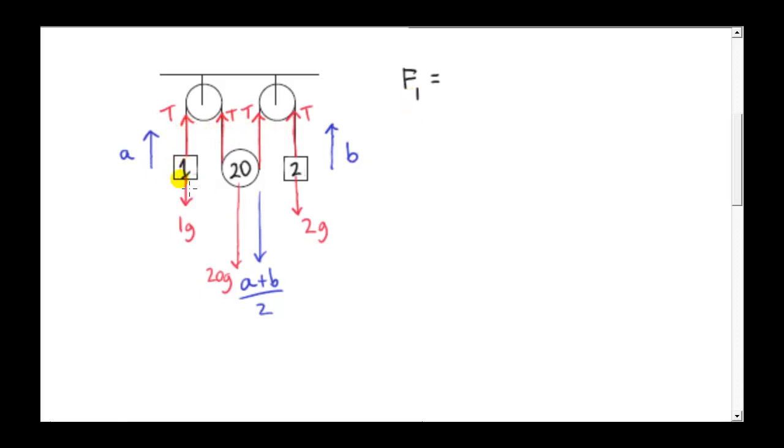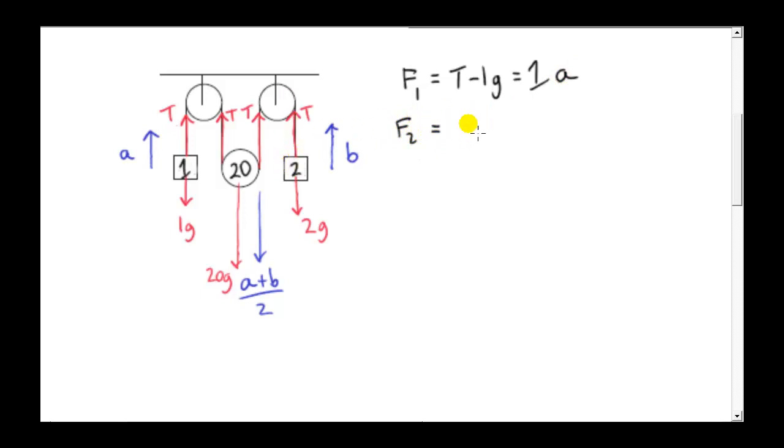Let's get the resultant force on the 1 kilogram mass. So we will take upwards as positive for the 1 kilogram mass, since we know that it's going to accelerate upwards. So that resultant force is T minus 1g, and by Newton's second law that's the mass times the acceleration, which is A. Now let's look at the force on the 2 kilogram mass.